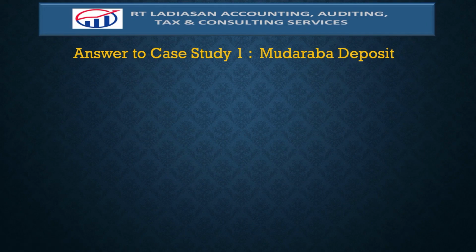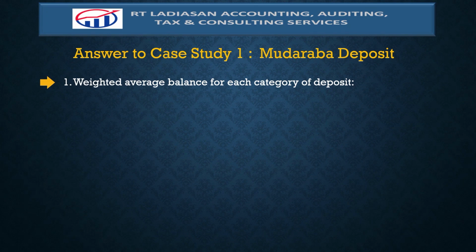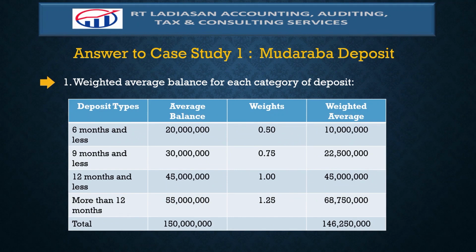Let us demonstrate and explain the answers to case study number 1, Mudaraba deposit. The first requirement is the determination of the weighted average balance for each category of deposit, and it is determined based on this table.